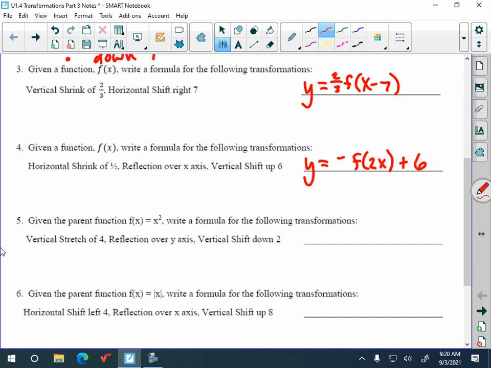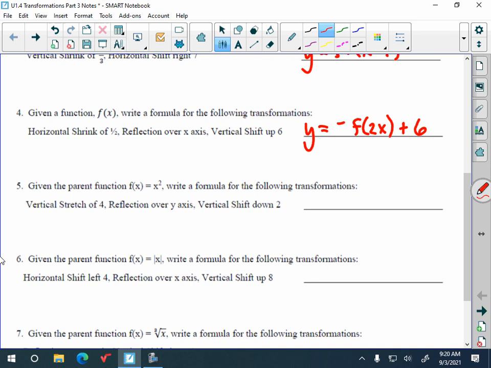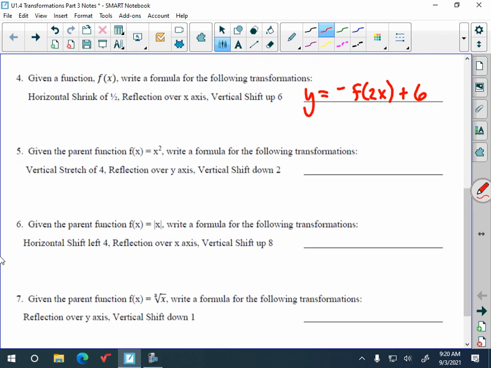All right, number 5 wants us to write a specific function with x squared in it. So this is a quadratic function. So we know we're going to have an exponent 2 in our equation. Again, we can start it off the same way. Here, I know I'm going to have a square on it.